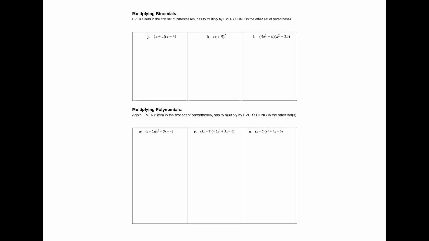All right, so multiplying some binomials today and then some multiplying polynomials as well. Every item in the first set of parentheses has to multiply by everything in the other set of parentheses. So this is as simple as distributing, where we want to distribute the x to both things, and then we want to distribute the 2 to both things. You can kind of think of it as x times x minus 5, and you can think of it as 2 times x minus 5.